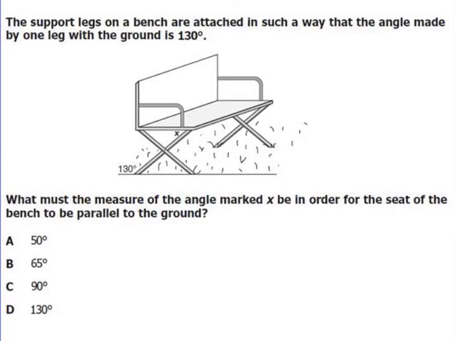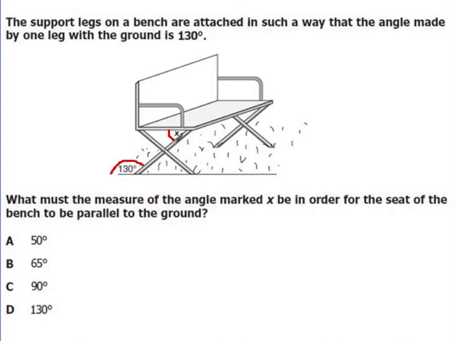Okay, the support legs on a bench are attached in such a way that the angle made by one leg with the ground is 130. What must the measure of the angle marked x be in order for the seat of the bench to be parallel to the ground? Okay, so let's look at x. X is an acute angle. 130, that's an obtuse angle.